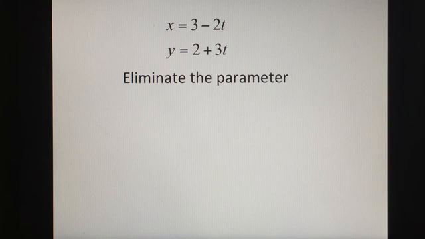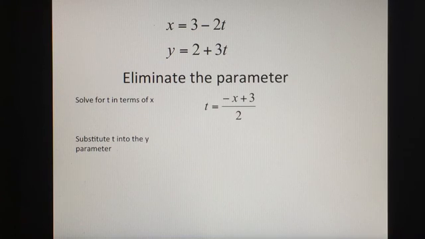In order to do that, we're going to solve for t in terms of x. Take that x equation and solve for t. When we do that, we get t equals negative x plus 3 over 2. Then we take that t and substitute it into the y parameter. So now we have y equals 2 plus 3 times what we got for t, negative x plus 3 over 2. After that, you can just simplify.